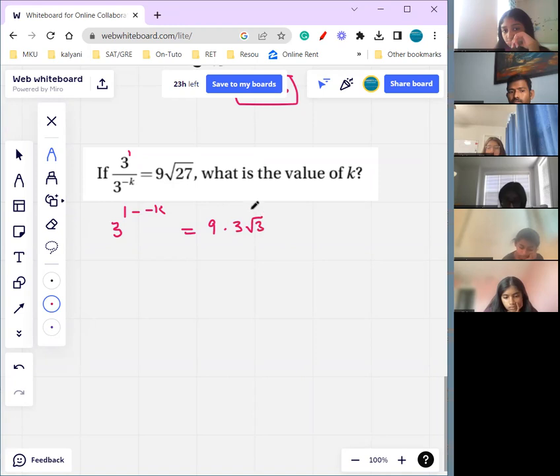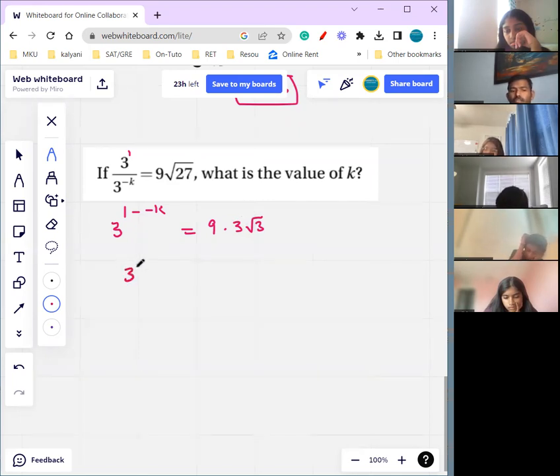Everybody understand how I got 3 radical 3? If you don't understand, please stop me right away. Then Mr. Ram, how did you get 3 radical 3? I'm more than happy to help you. 27 is basically 9 times 3. The radical of 9 is 3. That's all you get.